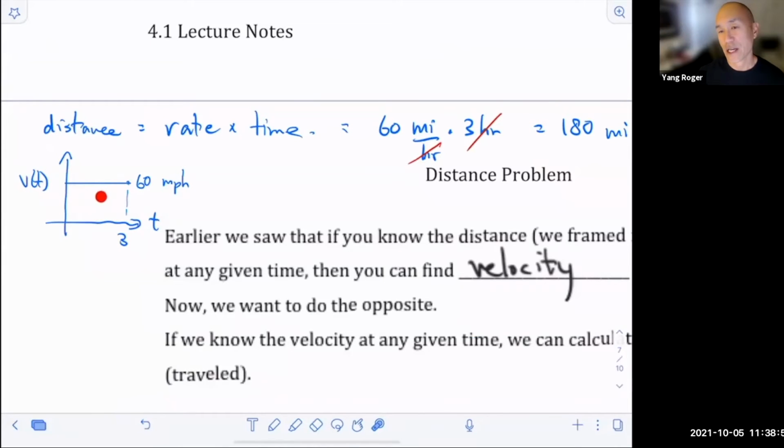The rate's not always constant, right? You could be going faster sometimes and slower other times, and that rate could be changing in a continuous way.